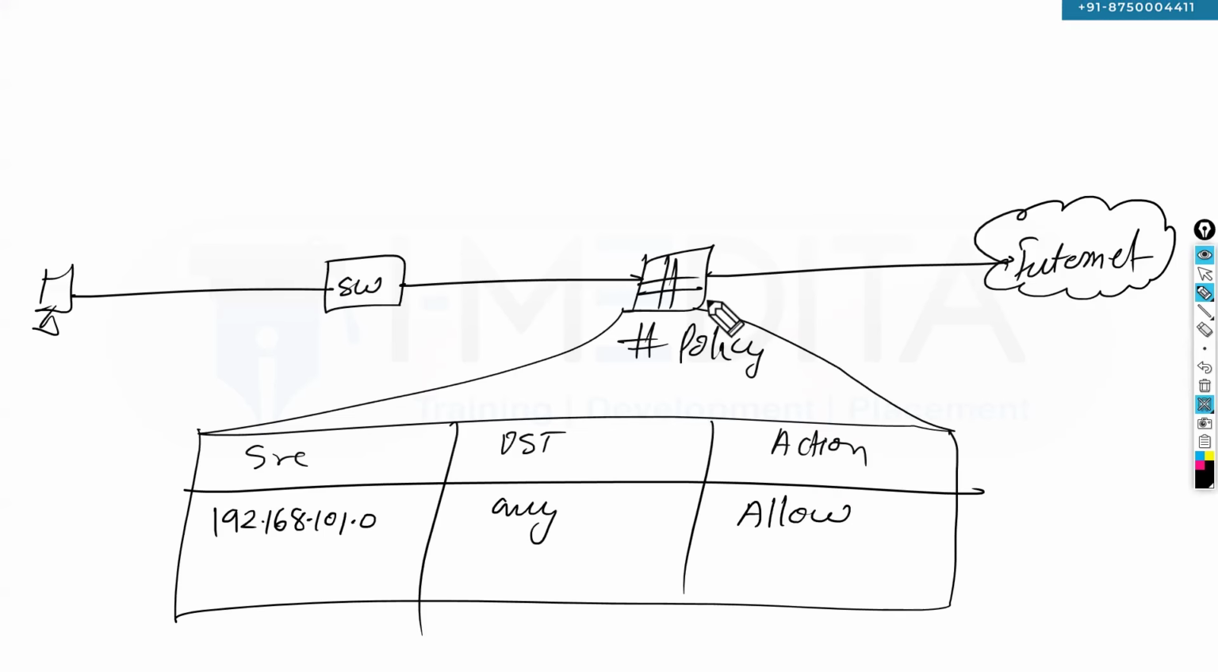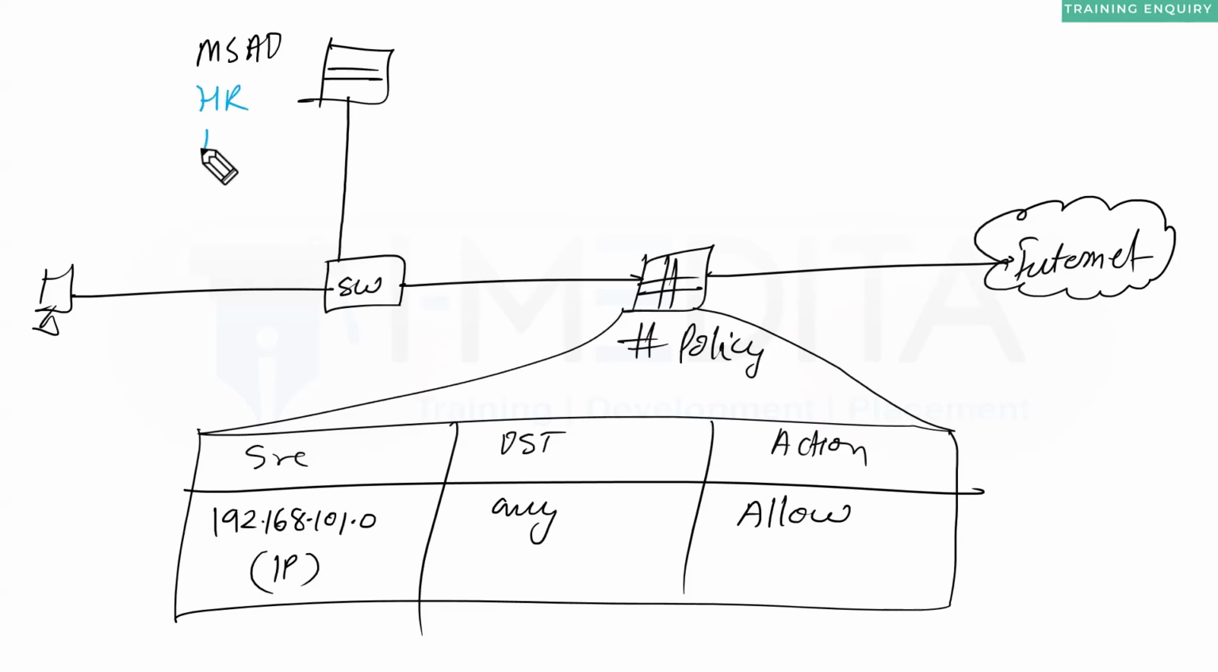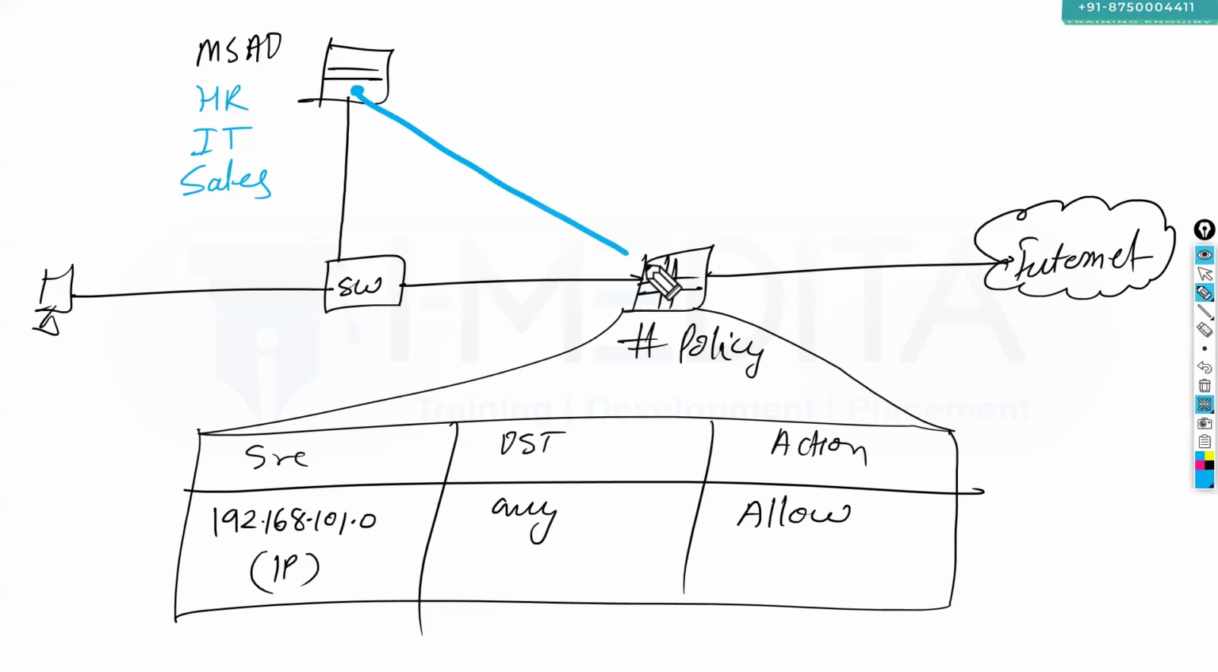Normally, when we create a policy on FortiGate, in the policy we define IP addresses. But we want to enable more control here. For that, we have Microsoft AD, Microsoft Active Directory, in our organization. That Microsoft AD has groups like HR, IT, and sales. Now, we want to configure the policy on FortiGate in such a way that if a user belongs to HR, IT or sales, only they can access the internet. For that, we need to integrate Microsoft AD with the FortiGate firewall, and that integration is called FSSO, Fortinet Single Sign-On.